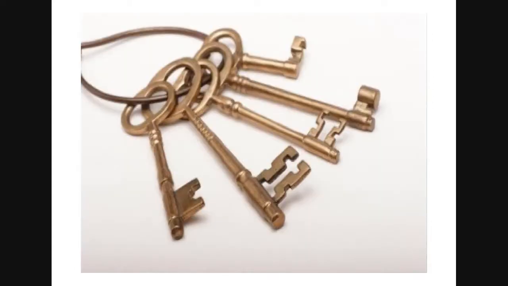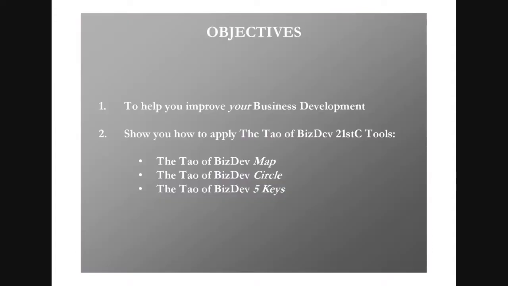In this part of the talk, I wish to move on from the analytic perspective of the prior 2 sections onto something far more practical. My objectives are twofold. Firstly, to help you improve your business development, and secondly, to show you how to apply 3 Tao of BizDev 21st century tools: the Tao of BizDev Map, the Tao of BizDev Circle, the Tao of BizDev 5 keys. So how do we improve your business development?